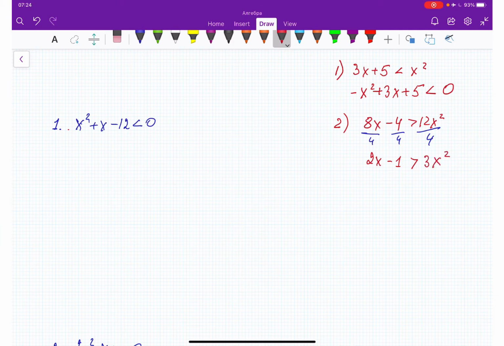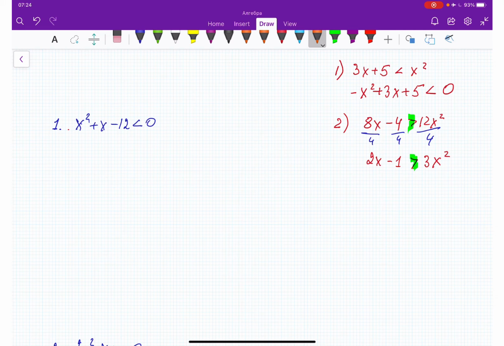And the same rule applies to multiplication. So we can multiply or divide the entire inequality by a positive number, and it will not affect the sign of the inequality. See, it will stay the same.